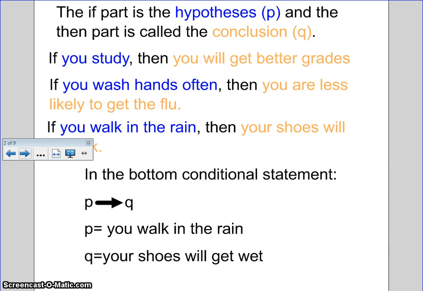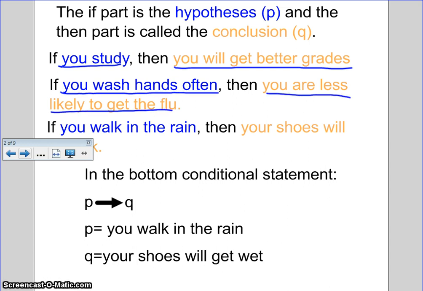So we get back here, we go, if you study is the hypothesis, then you will get good grades. You will get good grades is the conclusion. Again, if you study is the hypothesis, you'll get good grades is the conclusion. And the second one, if you wash your hands often, that's the hypothesis. And then you are less likely to get the flu is the conclusion.